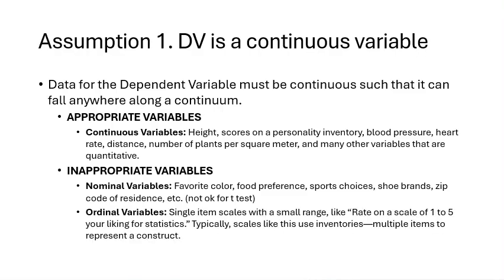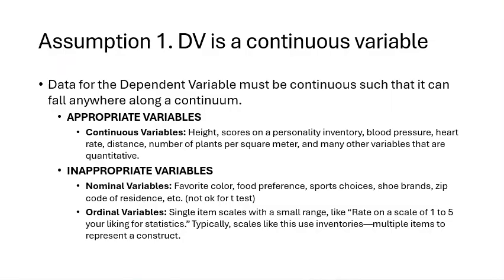Also, ordinal variables. So if you had a single item scale, like you asked people to rate on a scale of 1 to 5 your liking for statistics, then each of you would give a 1, 2, 3, 4, or 5 for an answer, and the order would be important. But this might not be appropriate for a statistical test. I wouldn't say that it's never been done, but the closed range of values makes it a violation of the assumption of a continuous variable.